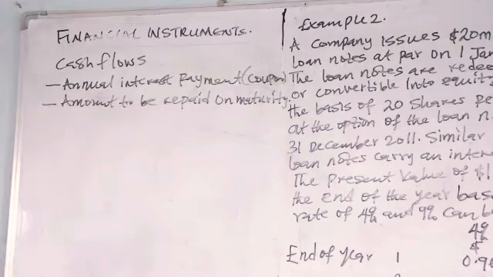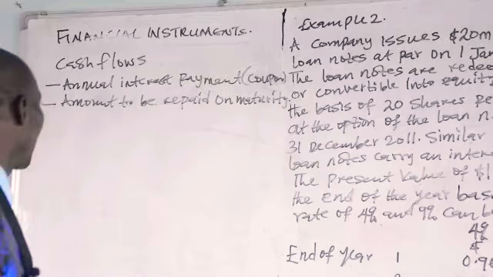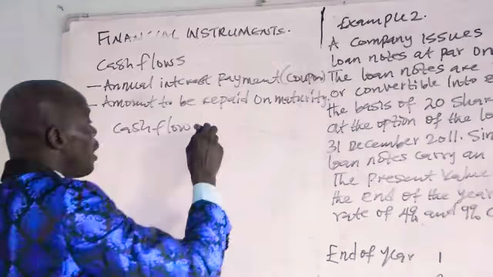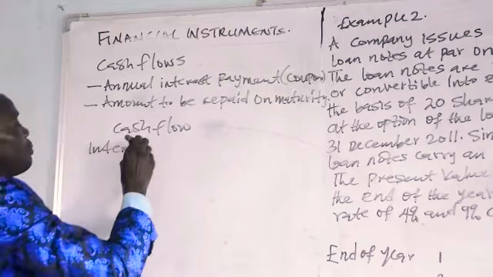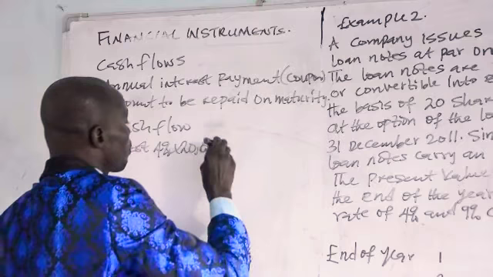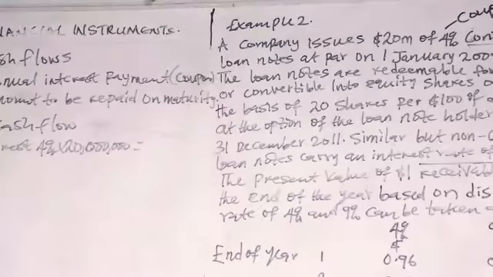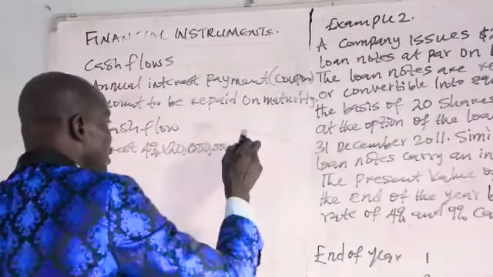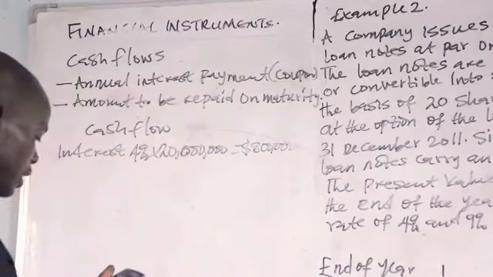So now this loan note, the coupon rate is 4%. Then to calculate the cash flows, you calculate the 4% of the loan notes, the annual interest, which is 4% of the 20 million. That will give you the annual interest. So when you calculate that, of 20 million, that will give us 800,000. The annual interest that will be paid will be 800,000, 4% of 20 million.